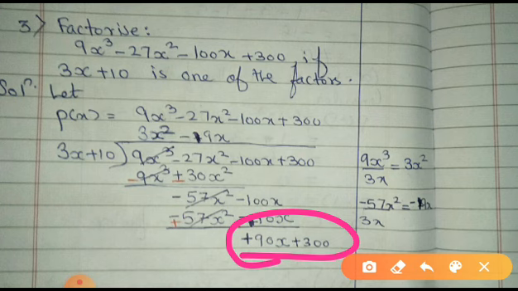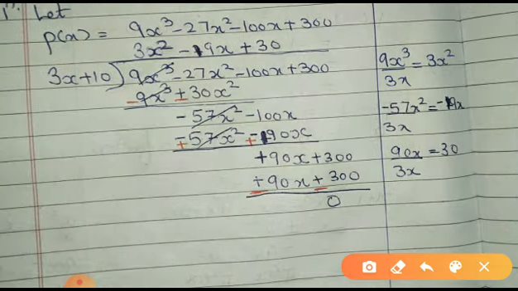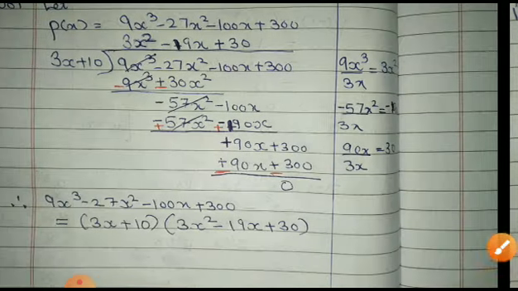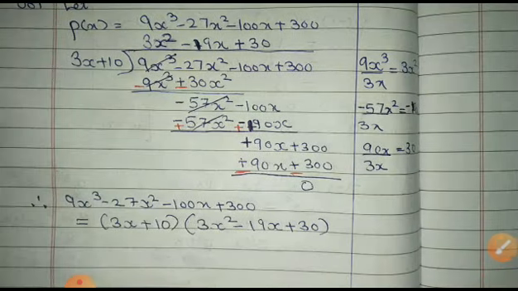Again, may I divide that 90x plus 300? Yes. Why? Because degree of that 90x plus 300 is what? It is 1. And what is the degree of the divisor? 3x plus 10, it is also 1. That means both the degrees are same and hence again I can divide. Okay. So after simplifying, I'll get again the remainder as 0 itself. Okay. So again, what is the step? Write that dividend is equal to divisor into quotient. Remainder 0, so no need to write.